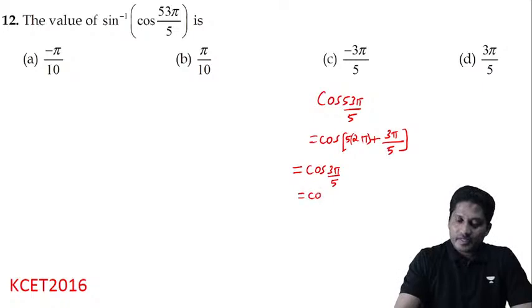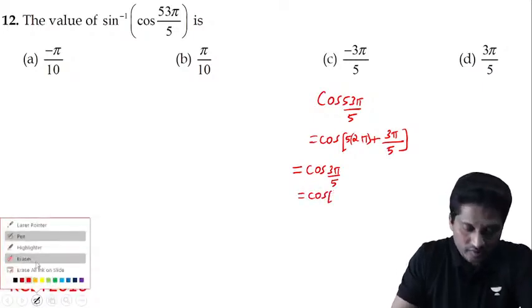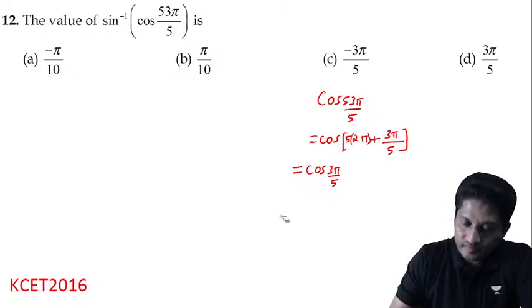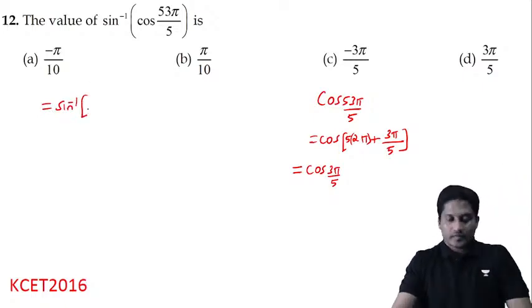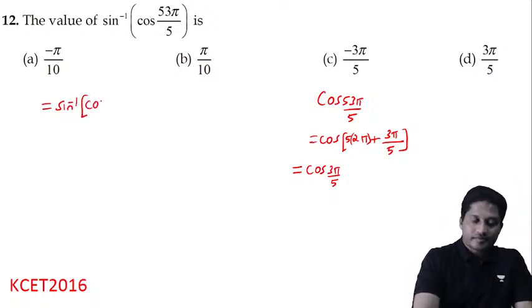Okay, so this is cos of 3 pi by 5, right? Sine inverse of cos of 3 pi by 5. So this is sine inverse of cos theta, which can be written as sine of 90 minus theta. That is sine of pi by 2 minus 3 pi by 5.